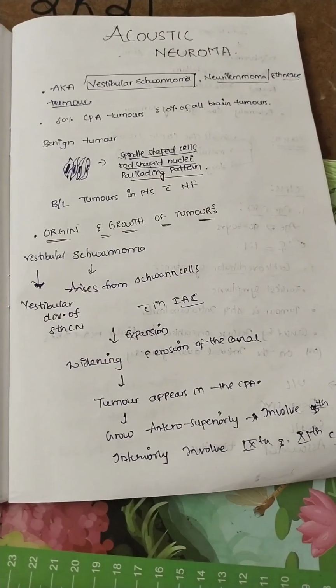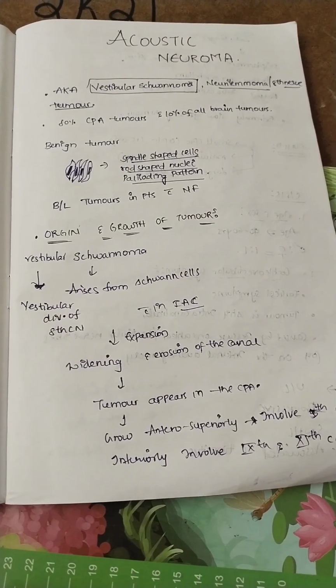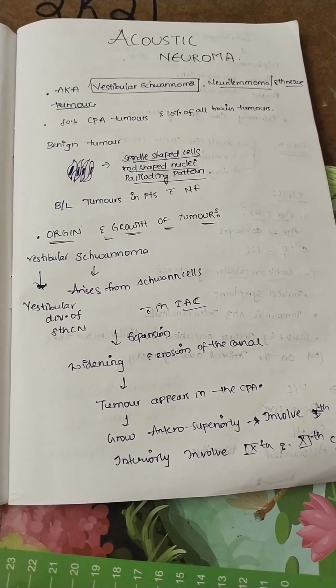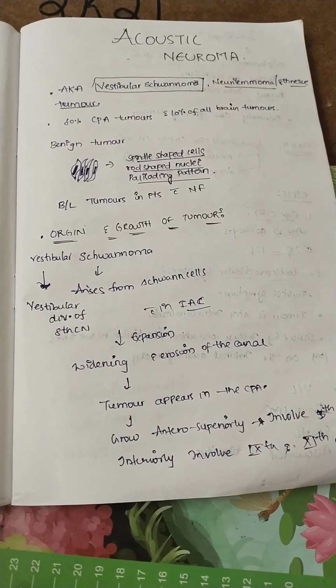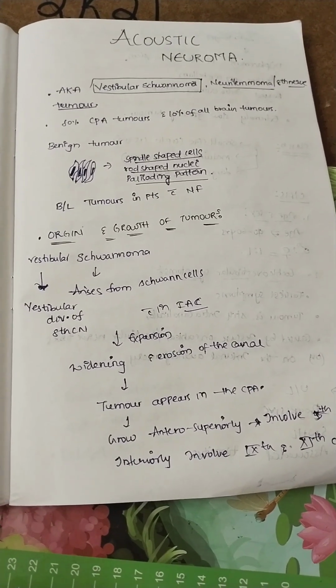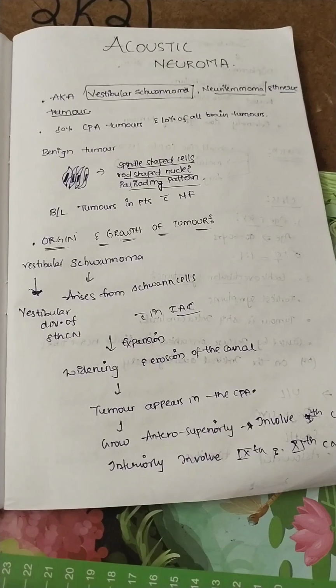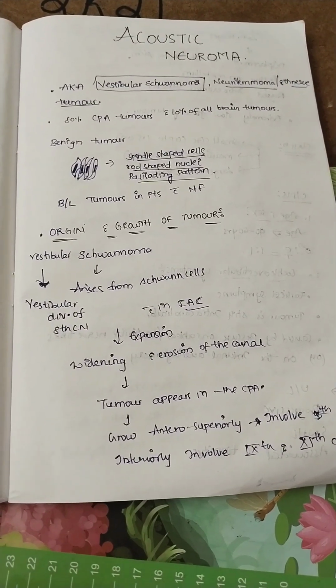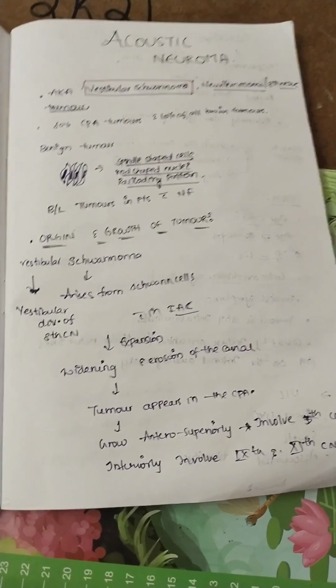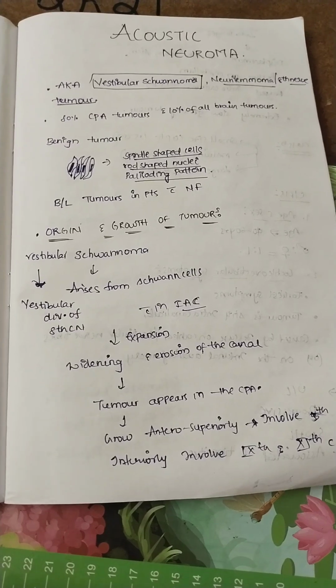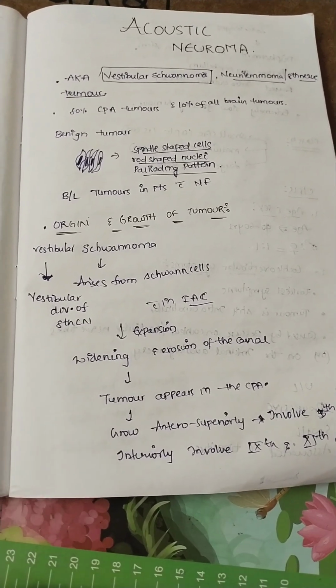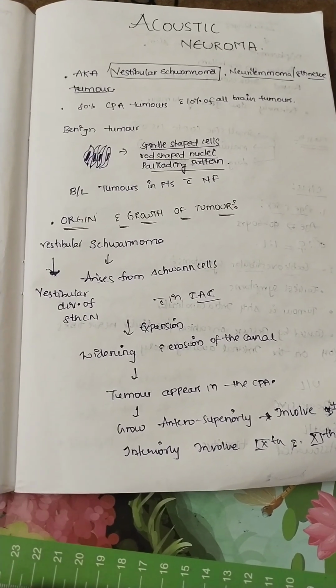Going to discuss about acoustic neuroma. It is also known as vestibular schwannoma or neurolemoma or eighth nerve tumor. 80% of cerebellopontine angle tumors consist of acoustic neuroma and 10% of all brain tumors consist of this. So when the word tumor comes, the first thing we think is whether it is malignant or benign. So it is a benign tumor.